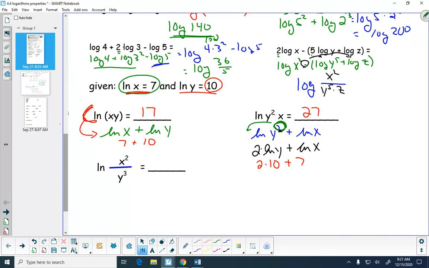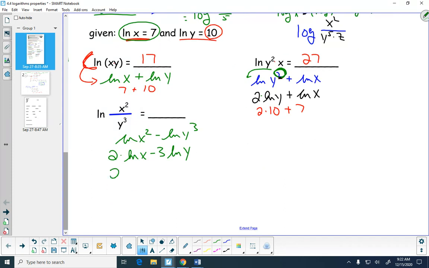Kirsten, what would this look like here? Let's not sub any numbers in first, but what would this look like? Ln of x squared minus ln of y cubed. And both those exponents, what can we do with them? Put them out in front. So we have 2 ln of x minus 3 ln of y, and then we can make our substitutions.